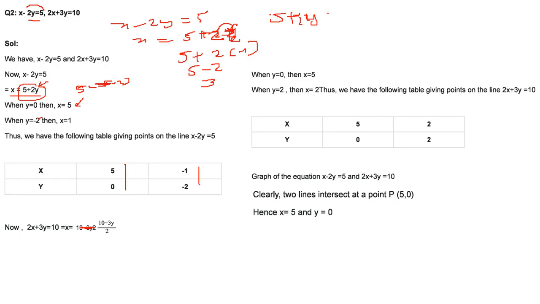I'm not saying these are the concrete numbers. You can put any number. 5 plus 2y. Now let me put, say, minus 2 here. So 5 minus of minus 2, minus 2 into minus 2 is minus 4. So you get a 1. So when you have y equal to minus 2, you get a 1. So this is 1. This is a solution.